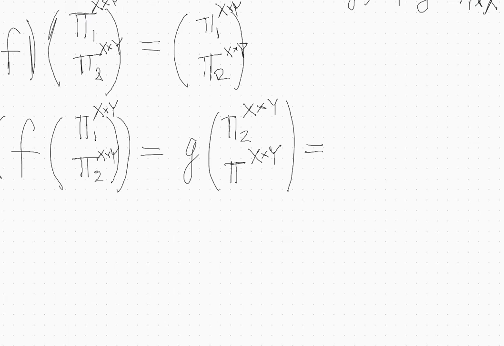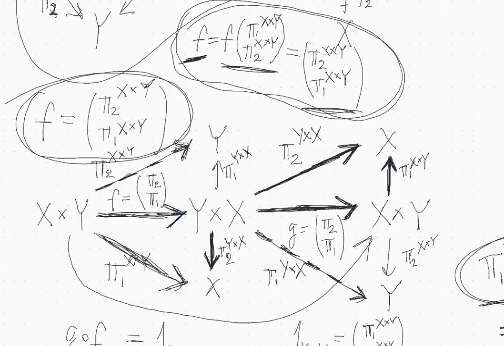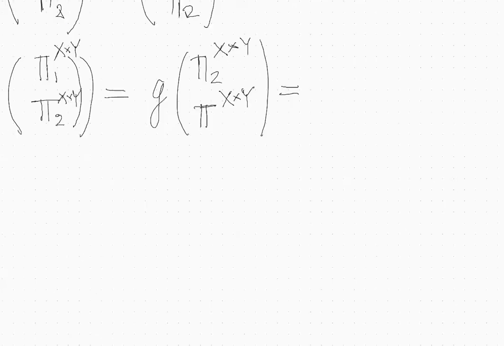Let me just check something quickly, sorry. Yeah. So what happens here is that basically we have a setup like this. So G goes from y cross x to x cross y, right?